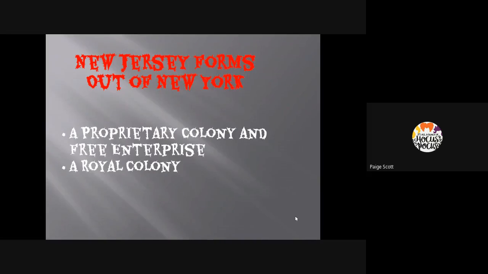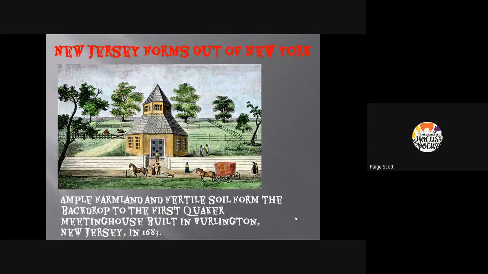New Jersey forms out of New York. A proprietary colony and free enterprise, as well as a royal colony, will be talked about in this section. Ample farmland and fertile soil form the backdrop to the first Quaker meeting house built in Burlington, New Jersey in 1683.